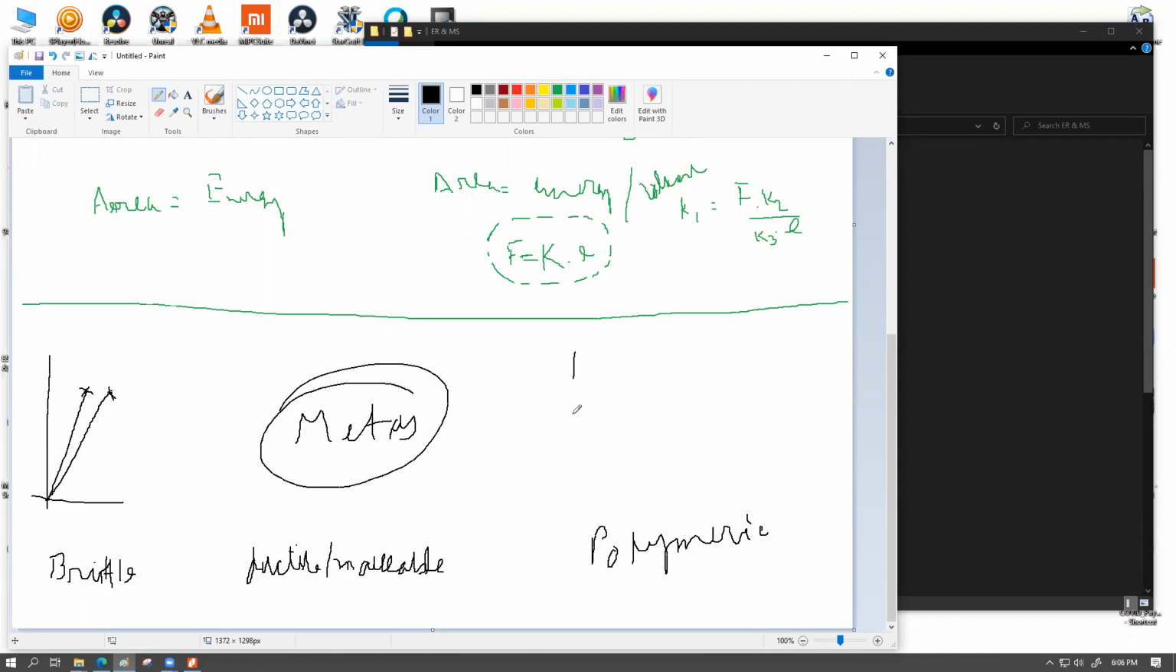The polymeric substances are basically the rubber substances, which are made up of long chain molecules. They have a pretty non-standard behavior compared to brittle, malleable, or ductile substances. They tend to give us a stress-strain graph or a force-extension graph that is entirely curved. So their stress-strain graph apparently looks like this.